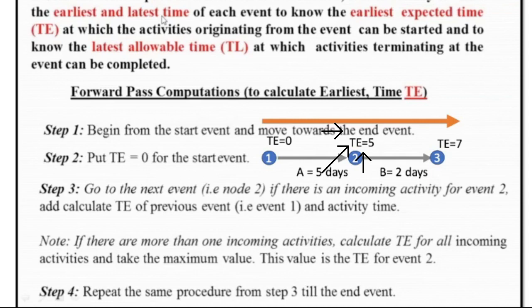Okay? And we repeat again the same procedure. We go back to step 3. So in this case, again we start at 2. The TE at 2 is 5 and the activity between event 2 and 3 is 2 days. So 5 plus 2, so the earliest time will be 7. So this is the forward pass computation. So it moves from left to right.